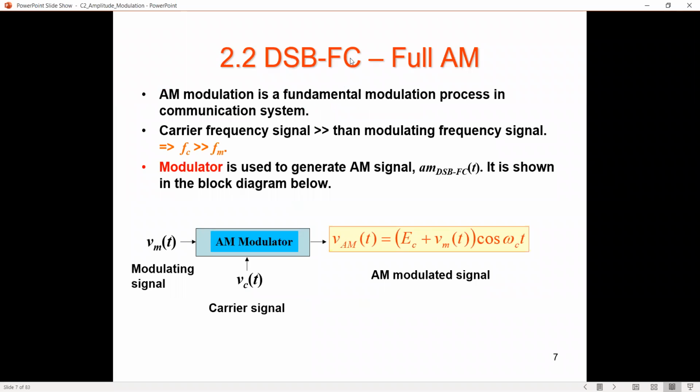So let's look at the first variant, which is the double sideband full carrier, or known as full AM. This is the most conventional, most fundamental modulation process. The carrier signal frequency is much higher than our modulating signal frequency. And we have our AM modulator, which has two inputs, the VMT modulating signal and the VCT carrier signal.